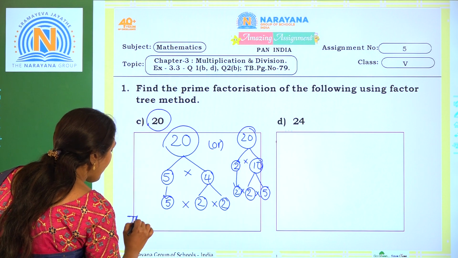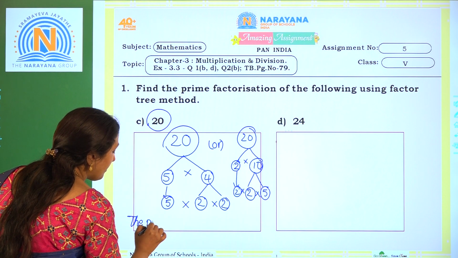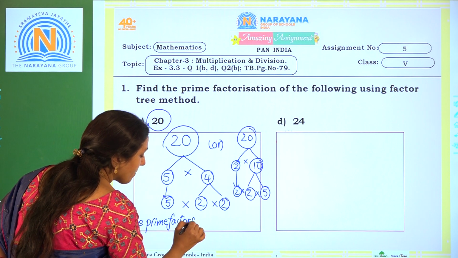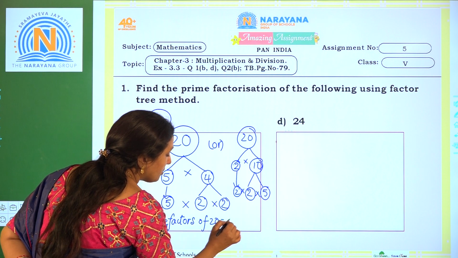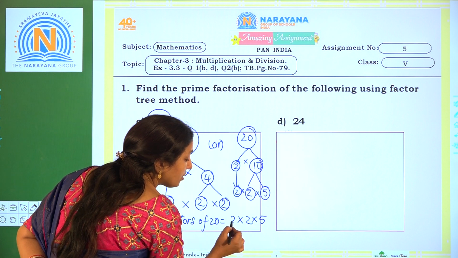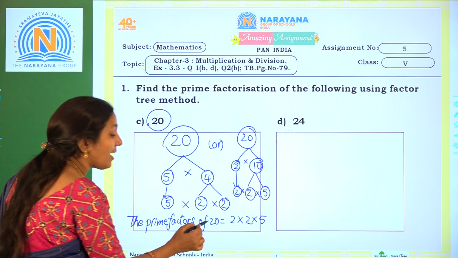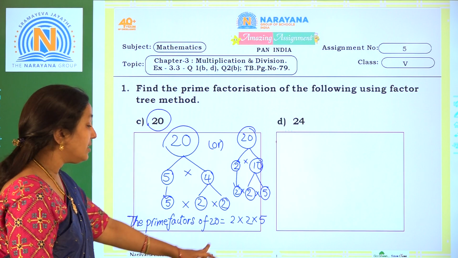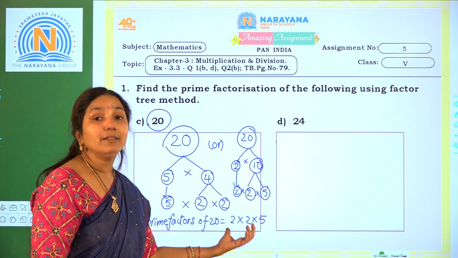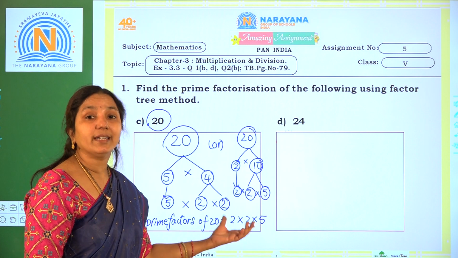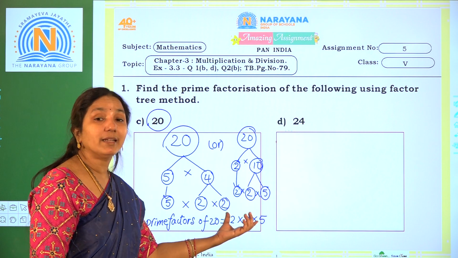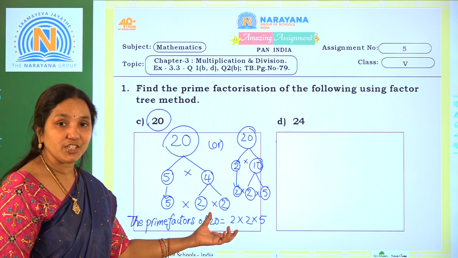So the prime factors of 20 equal 2 into 2 into 5: 2 twos are 4, 4 fives are 20. We'll get the 20. So here all these numbers are prime numbers. We are writing the given number as the product of prime numbers. So this method we call the prime factorization of the number.